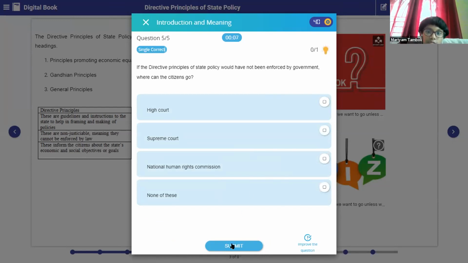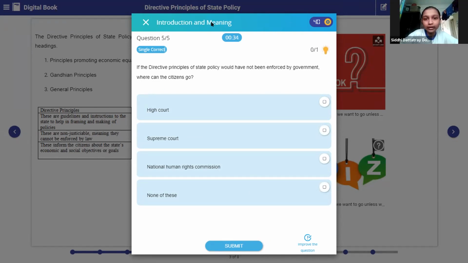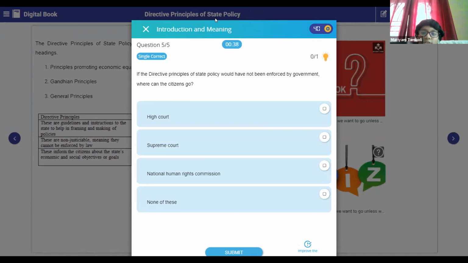Keep it up, Kinjal. Now, this is a bit tricky. Let's see who answers this question correctly. It's a challenge for you all. Understand the question, then only you will get the correct answer. Let me read the question. If the directive principles of state policy have not been enforced by the government, where can the citizens go? Supreme Court. National Human Rights Commission. I am again saying, understand the question.